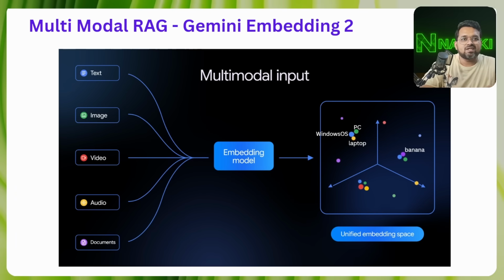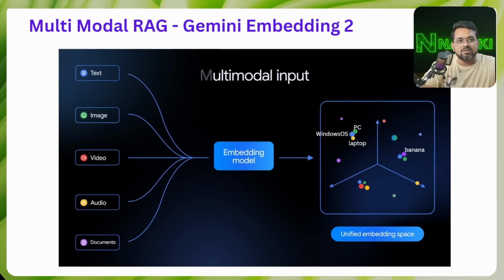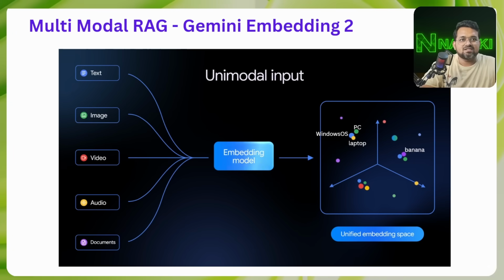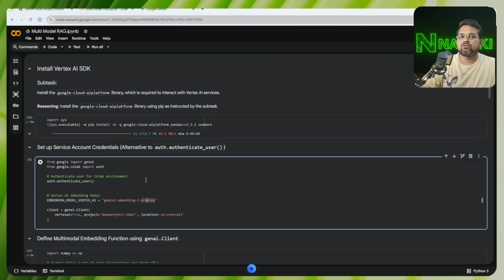So if we want to create a recommendation system or a search system which involves multiple data types, the user can search with a PDF, text, images or even a video. So let's try this with code.